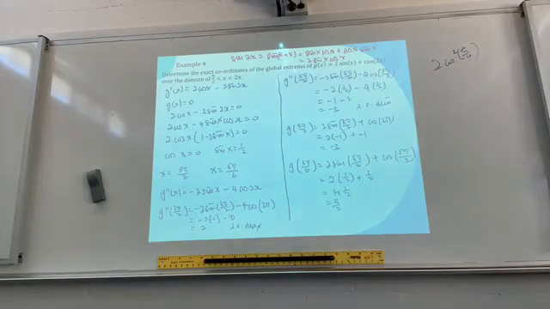Now I can plot this for you as well. I'll show this. y equals 2 sin x plus sin 2x.